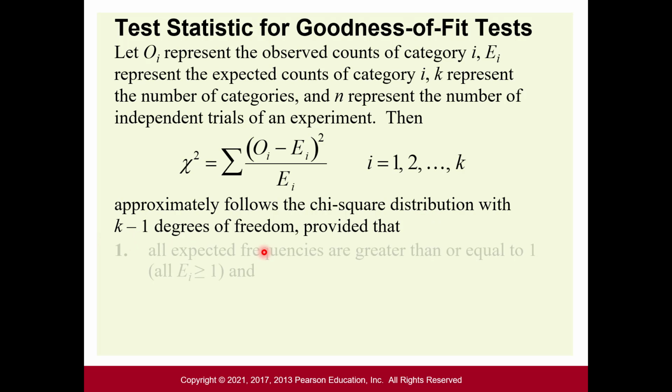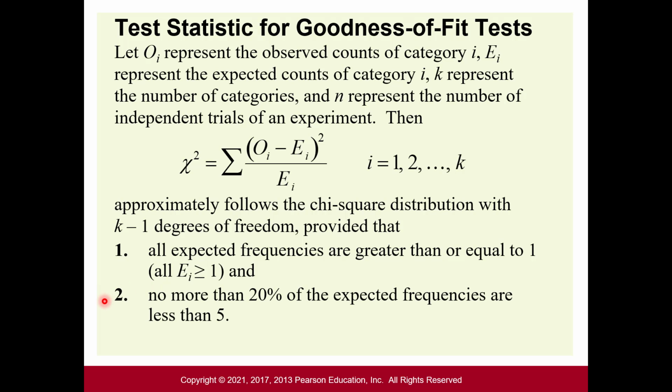But this is only true if the following are satisfied. Number 1, all expected frequencies are greater than or equal to 1. So that means our E sub i values are 1 or more. And number 2, no more than 20% of the expected frequencies are less than 5. Okay, and so just note, our formula for our expected count is n times p.